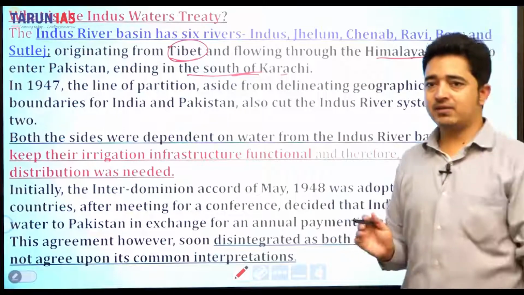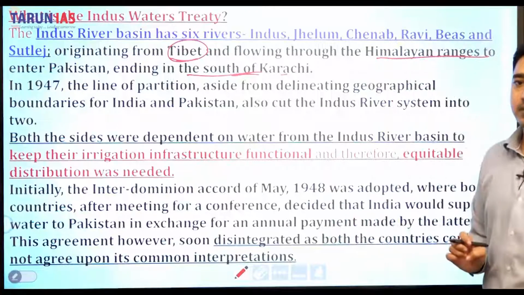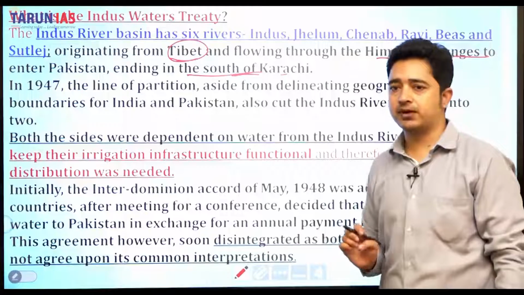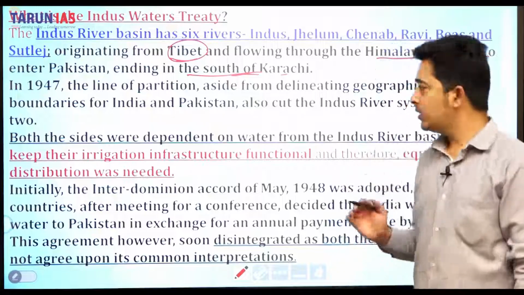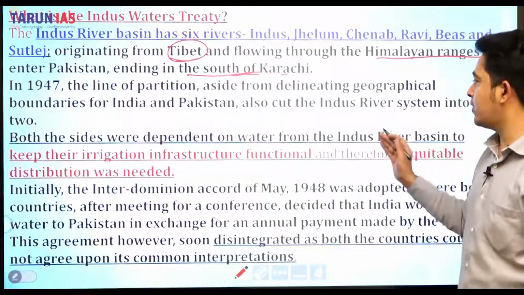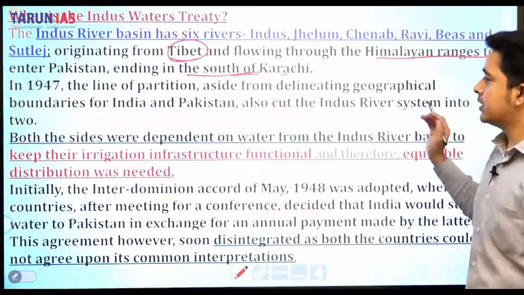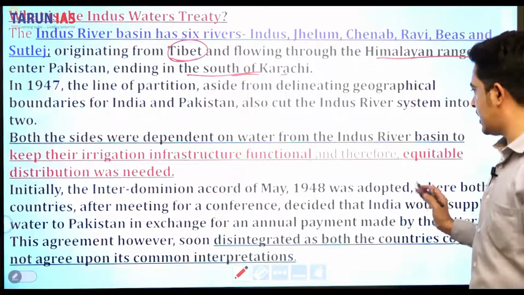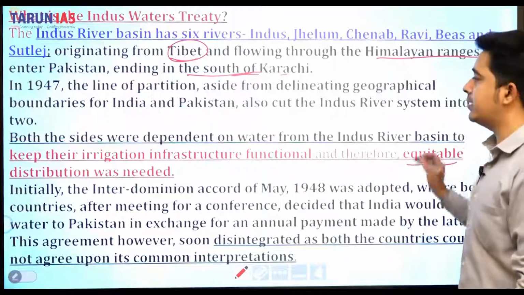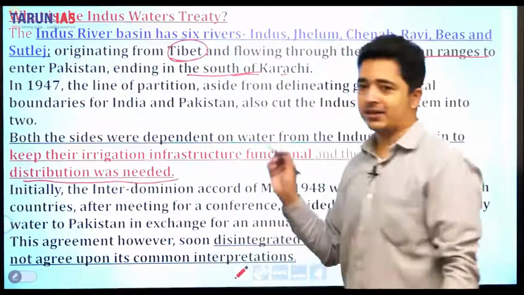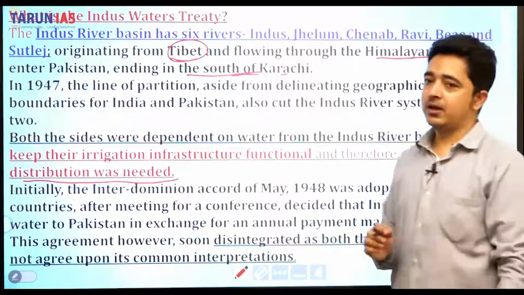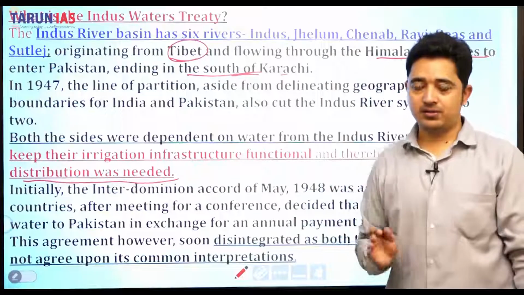So in 1947, the line of partition, aside from delineating geographical boundaries for India and Pakistan, also cut the Indus River system. Both sides were dependent on water from the Indus River basin to keep their irrigation infrastructure functional, and therefore equitable distribution was needed. Equitable distribution, which means, what exactly is the meaning of equity and equitable? Equality and equity mean a difference.